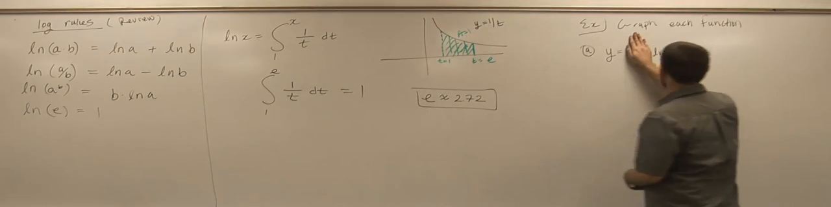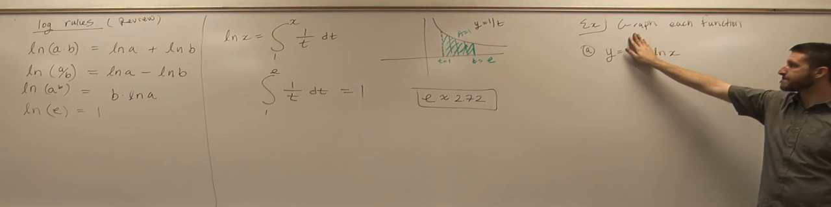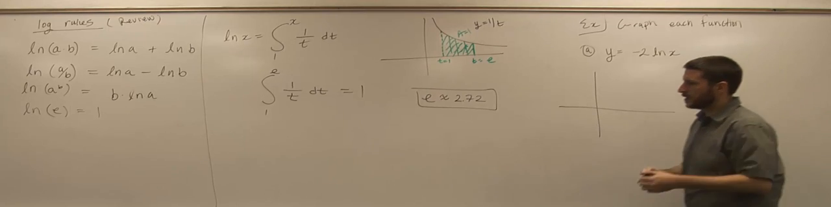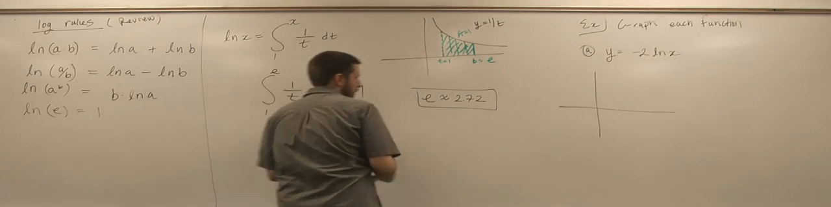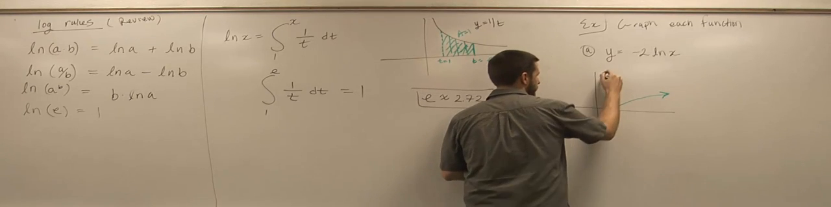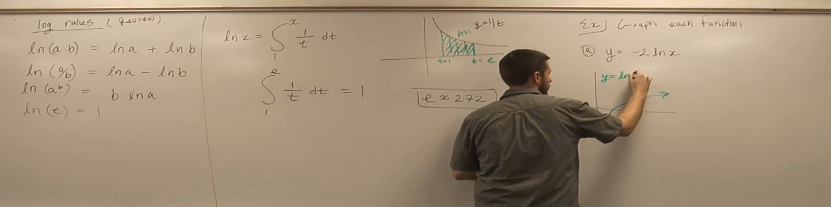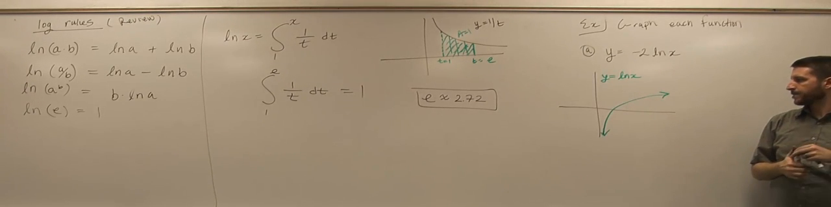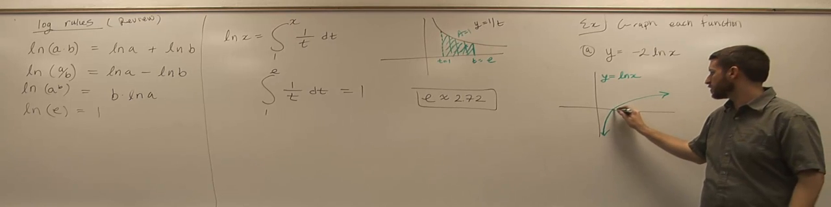So the original ln x, I have a picture for. Right? Ln x should very, very quickly be burned into your retinas as this picture. This is ln x. Concave down, always increasing, asymptote 0. Goes through 1, 0.